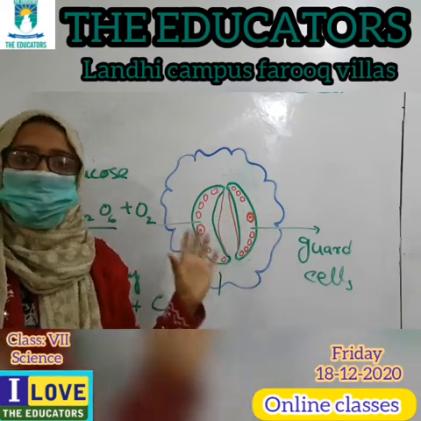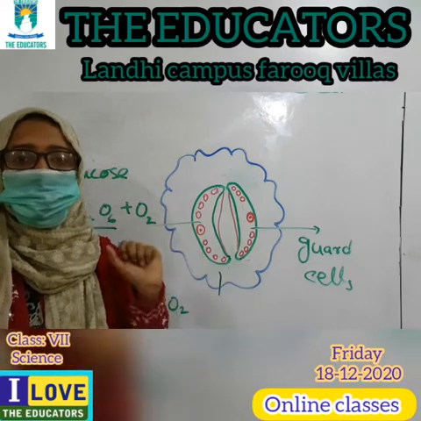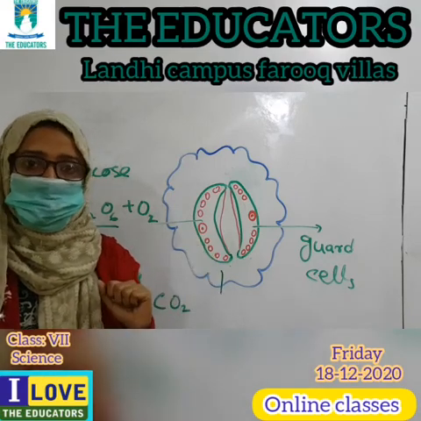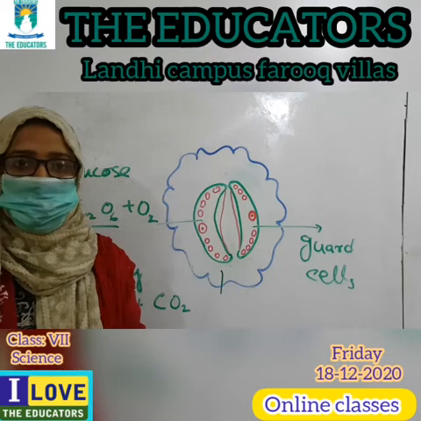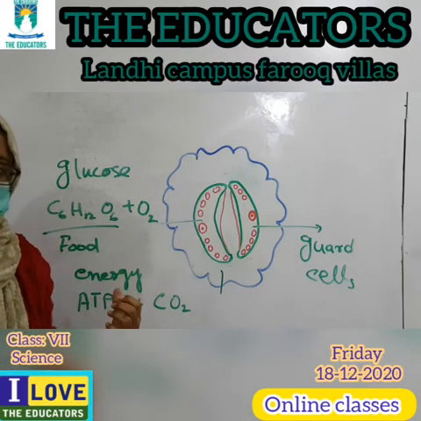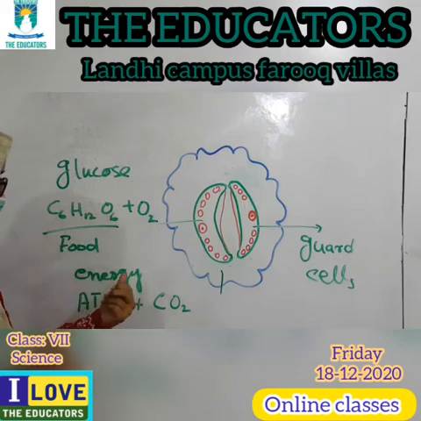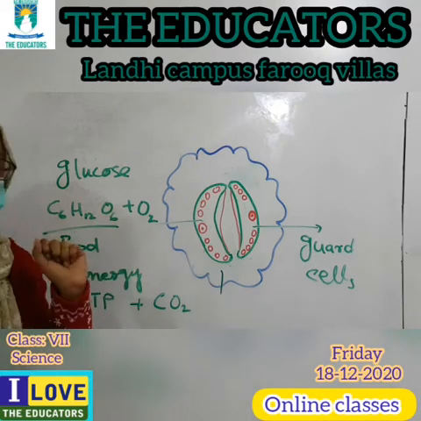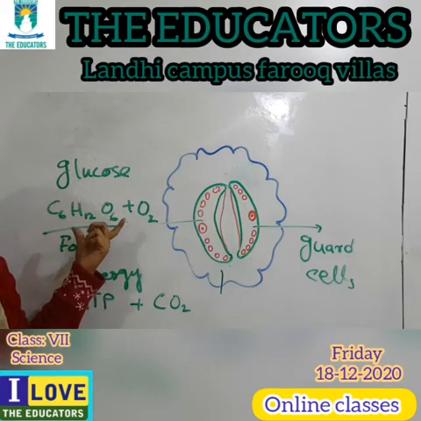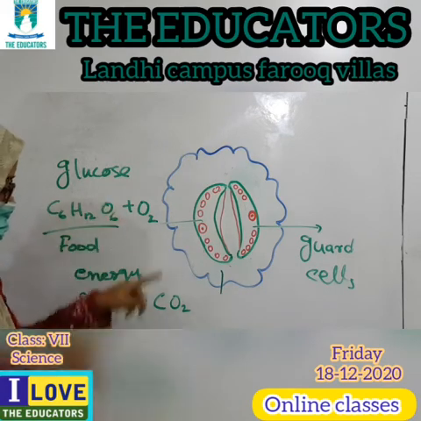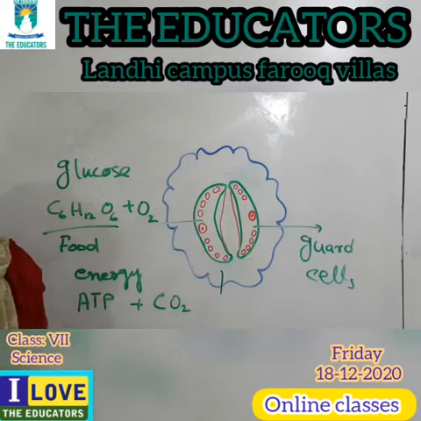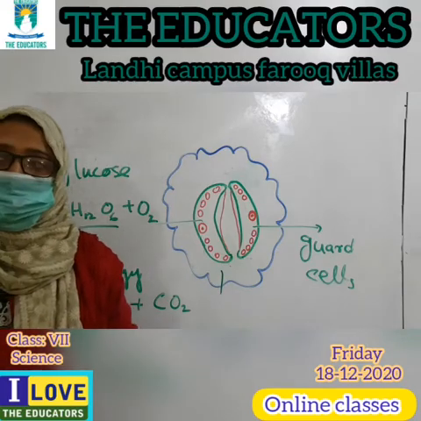The opening and the closing of the stomata depend on the release of the water. Now class, there is a difference between photosynthesis and respiration. In the process of respiration, oxygen is utilized, and this oxygen is used for making ATP, adenosine triphosphate. In the process of photosynthesis, the glucose molecule is made, and in the process of respiration, the glucose molecule breaks down. This is the difference between respiration and photosynthesis.